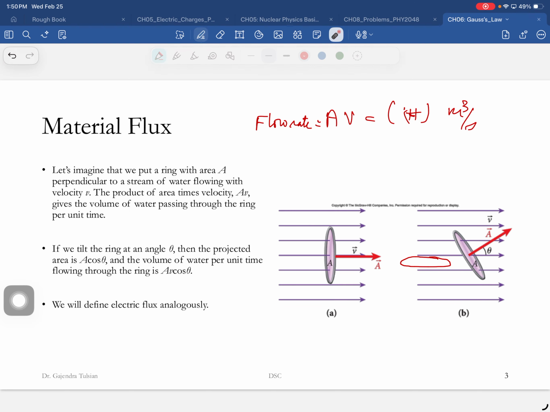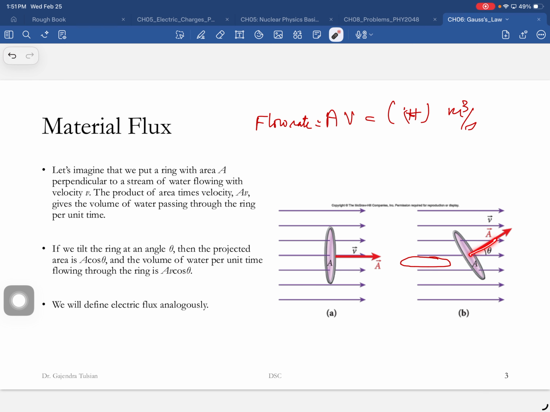What is the flow rate if you hold the ring edgewise? 0. Okay. So as you change the angle from here to there, it's going from 0 to the maximum value. So when you hold it at an angle, we'll now define this area vector. The magnitude of this vector is just the area of this ring. And the direction of the area vector is perpendicular to this area.